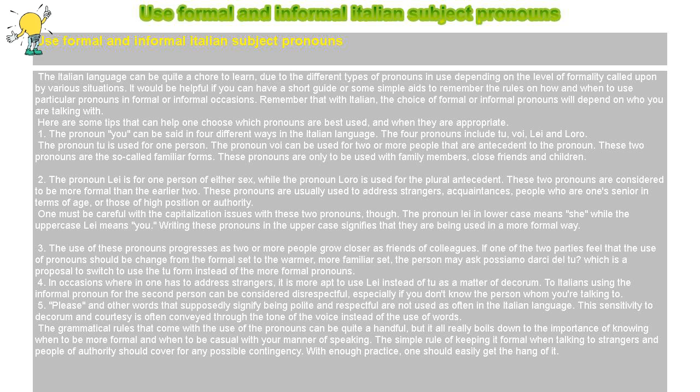2. The pronoun lei is for one person of either sex, while the pronoun loro is used for the plural antecedent. These 2 pronouns are considered to be more formal than the earlier 2. These pronouns are usually used to address strangers, acquaintances, people who are senior in terms of age, or those of high position or authority.